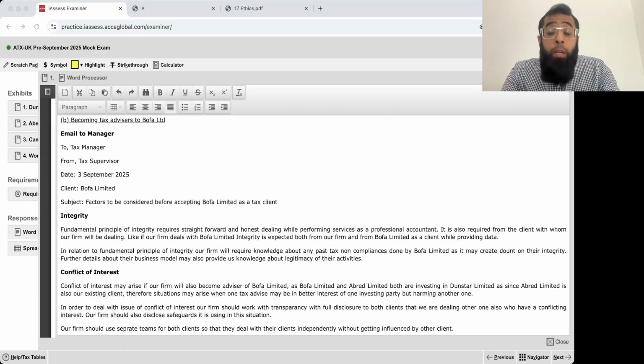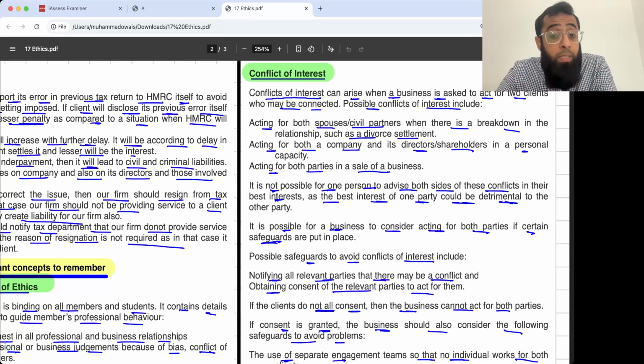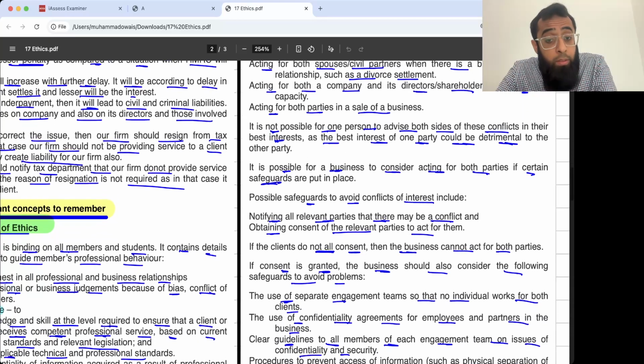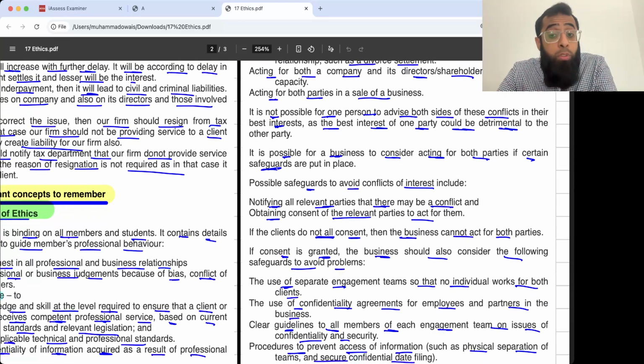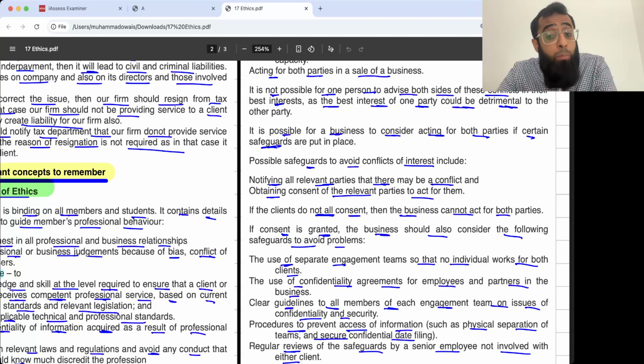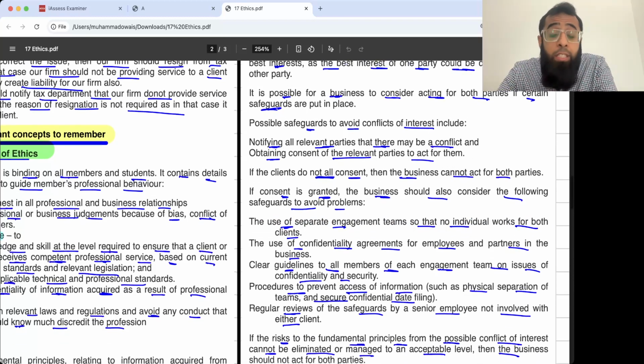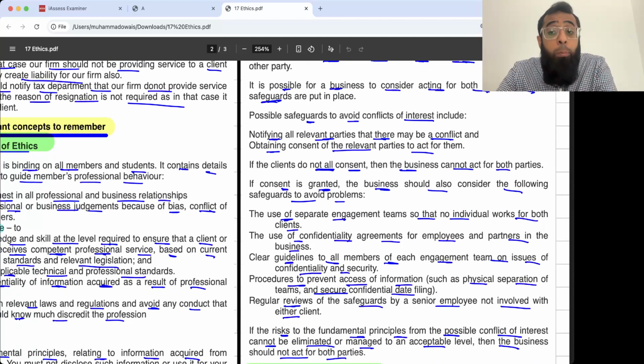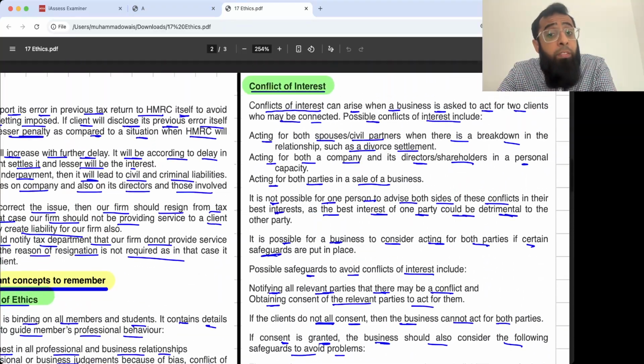In question number one of advanced taxation, there is always this easy requirement of ethics, which you can easily do from this handout. Take consent, disclose it to them, use separate teams. You can use confidentiality agreements for your employees so that they don't disclose to each other. All of this we have already discussed.